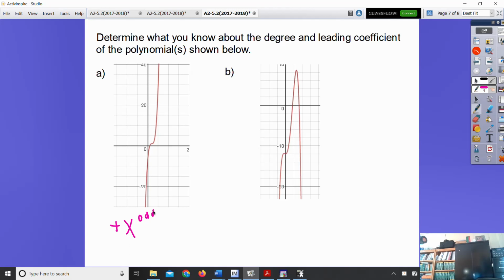How about example B? Negative x to the even. That's right, because this thing starts low and ends low. The evens always start and end the same way. Always. The odds are always opposite. Why negative? Because it's upside down. Reflection. All right, any issues with that?